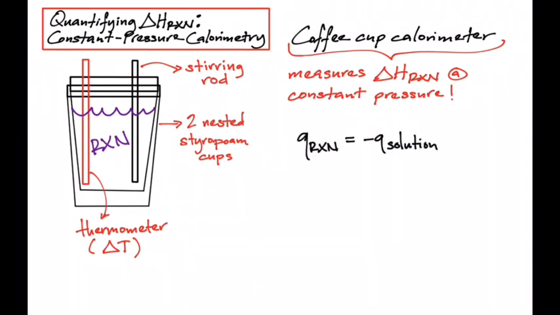So in that case, Q reaction, the heat that's generated by the chemical reaction, is equivalent to the heat that's absorbed by the solution, right? So this is in water, usually. A lot of chemical reactions happen in water, and the heat that's generated by the chemical reaction itself will be absorbed by the water because the reaction is in water. And so in that case, Q reaction equals negative Q solution. Again, the negative sign just tells you that one is being absorbed and the other one is being released, right?